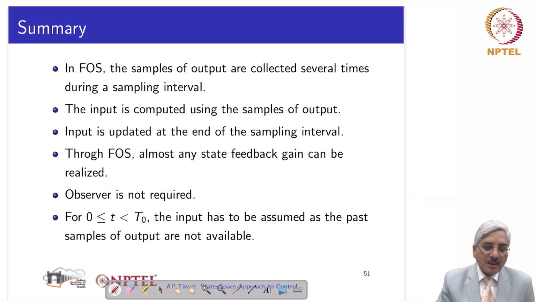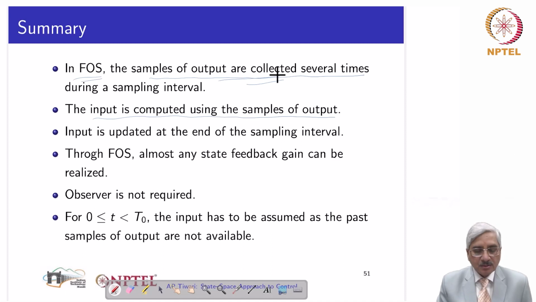So we try to summarize what we learned in this video, the fast output sampling controller. Now, the feature of the fast output sampling based controller is that the samples of output are collected several times during one sampling interval of the input. And the input is computed using these samples of output collected during that previous sampling period, and then the controller is applied. The control signal is applied at the end of the sampling interval.